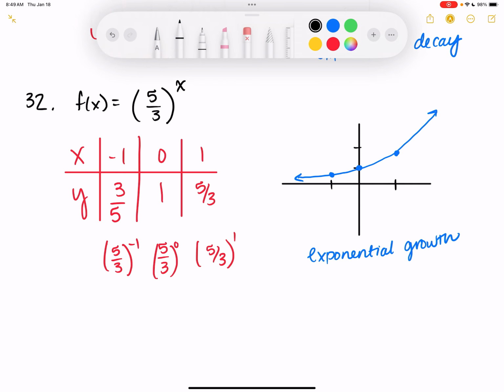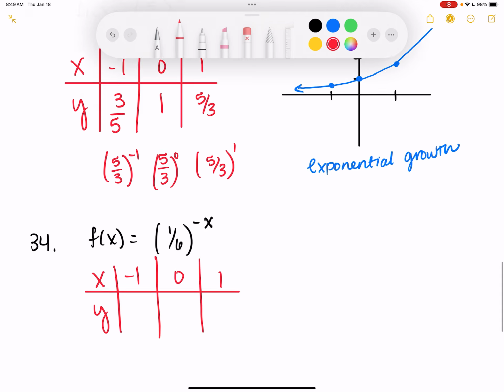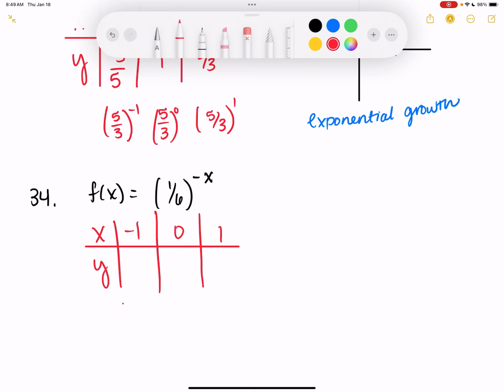34. F of x is equal to 1/6 raised to the negative x. Okay, so with this one, we have to make sure we pay attention to the fact that it's to the negative x, because that's going to change things when I start plugging stuff in. So I've got my table. So I'm going to have 1/6 raised to the negative 1. So what is that doing?